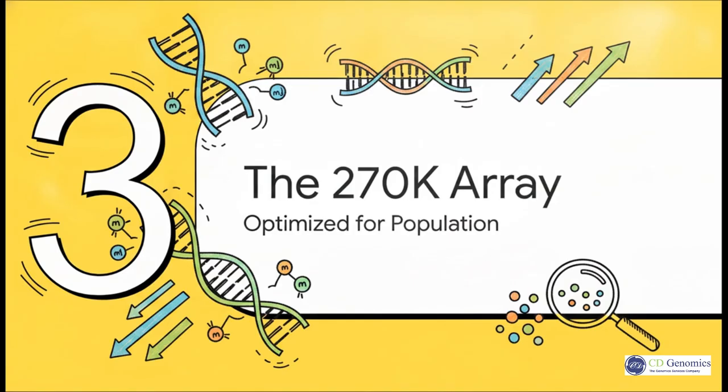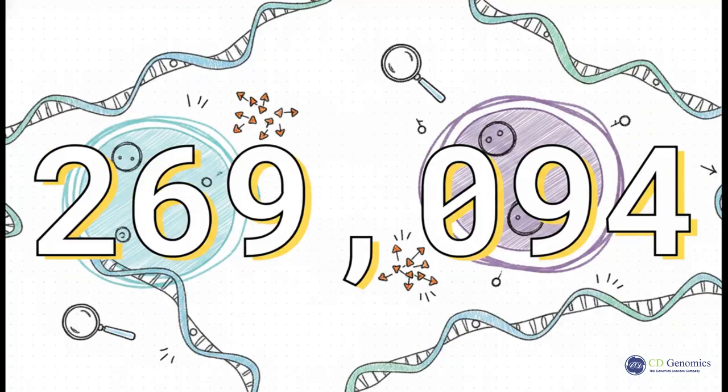Which brings us right to Section 3. Enter the 270K array, completely optimized for population scale. This is the newest innovation in the researcher's toolkit, and it's basically the culmination of years of targeted technological advancement designed specifically to solve those data bottlenecks in large epidemiological studies. Check out this specific number: 269,094 highly targeted CpG sites.